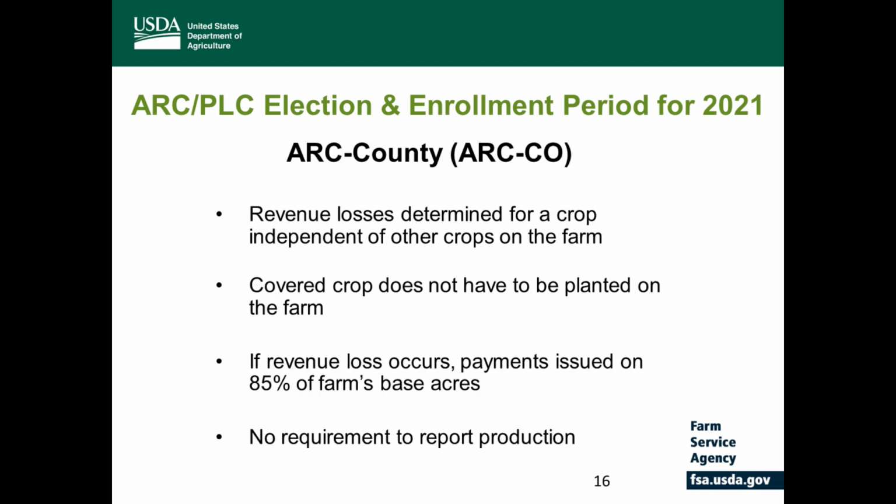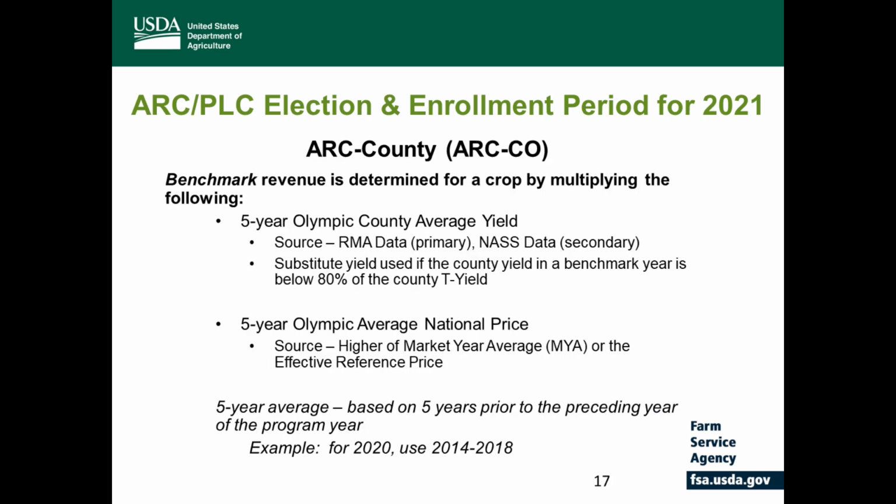So let's take a look at ARC County first. ARC County is a revenue loss program, and losses are determined for a crop independent of other crops on the farm. Covered crop does not have to be planted on the farm. If revenue loss occurs, payments are issued on 85% of the farm's base acres for the triggered crop, same as our PLC program. And there's no requirement to report production to your local FSA office.